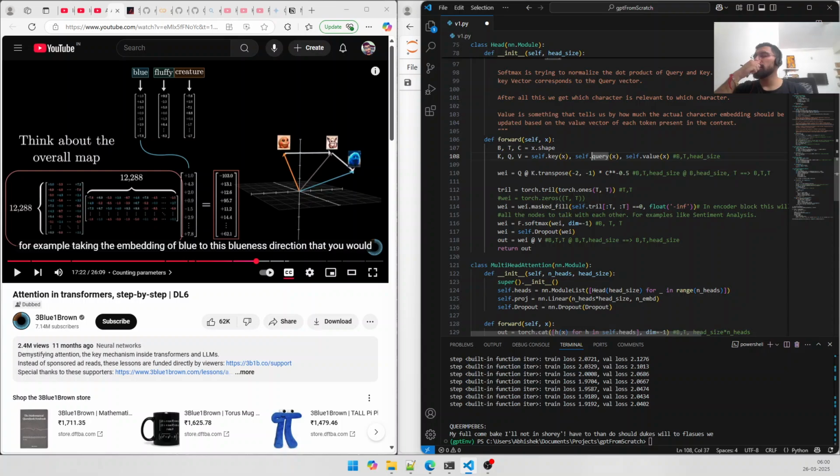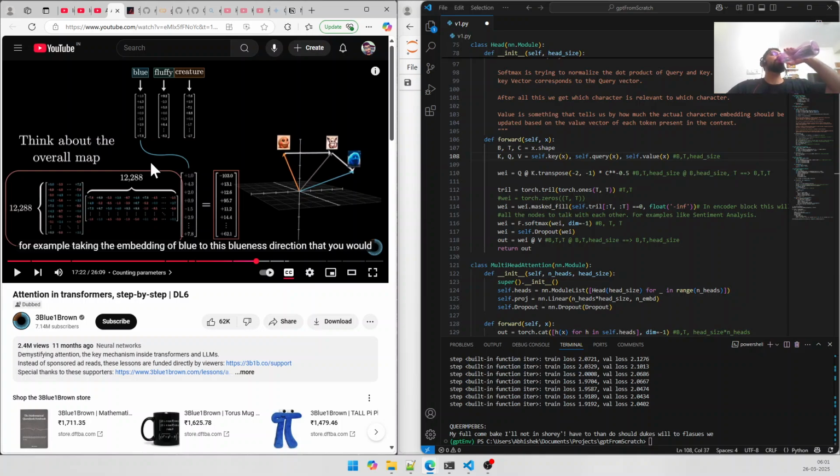And then we have a value vector, which goes on to say how much that other metric should be changed. Somehow, I still don't have the intuition of the value matrix there, the value vector there.